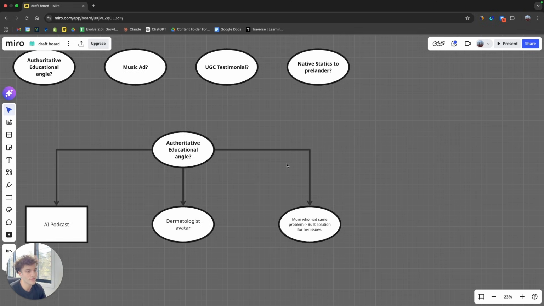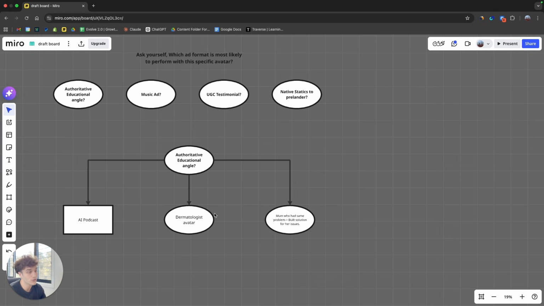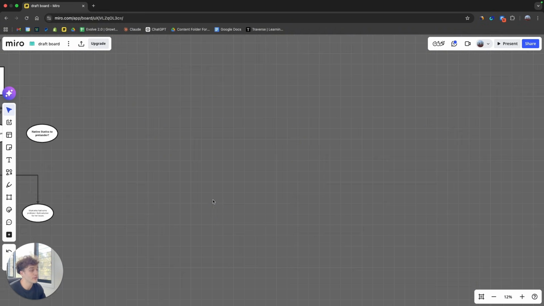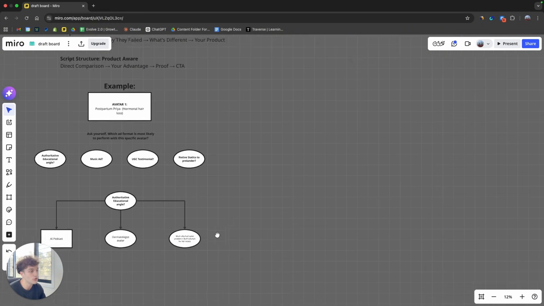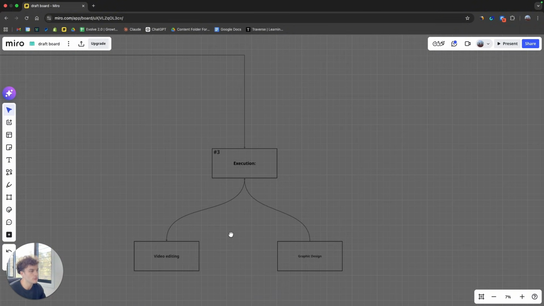So taking all of that into mind, native stacks to pre-lander, anything like that you've gathered or noticed during your research, identify which format is most appropriate for your avatar and then just show them that. It's all a hypothesis at the end of the day. Like I said, there's no way to be 100% certain. We're just going for maximum resonation.